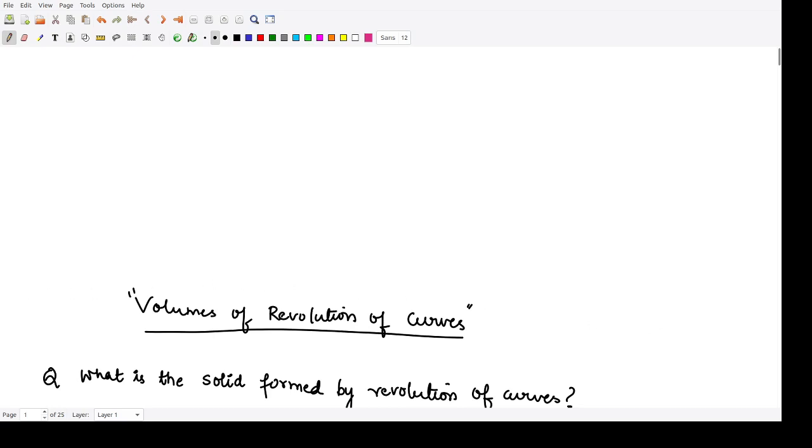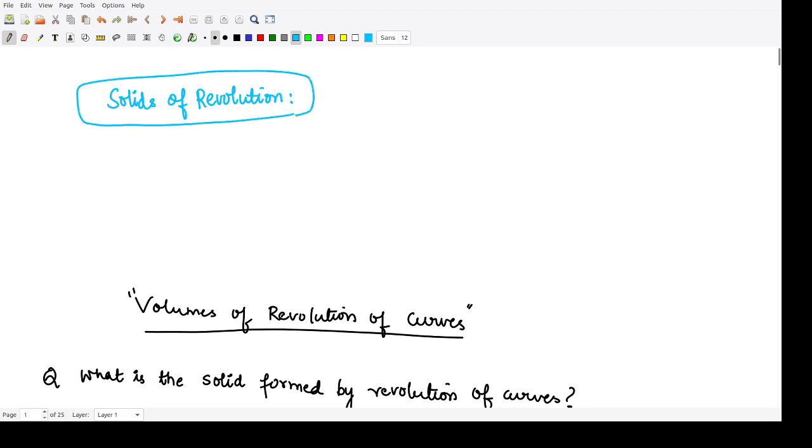In the last class, we have seen what are different solids of revolution. These are the solids which are obtained by revolving some particular curve about some particular line, right? That particular line about which we rotate our curve is known as the axis of revolution. So this we have discussed in the previous class.